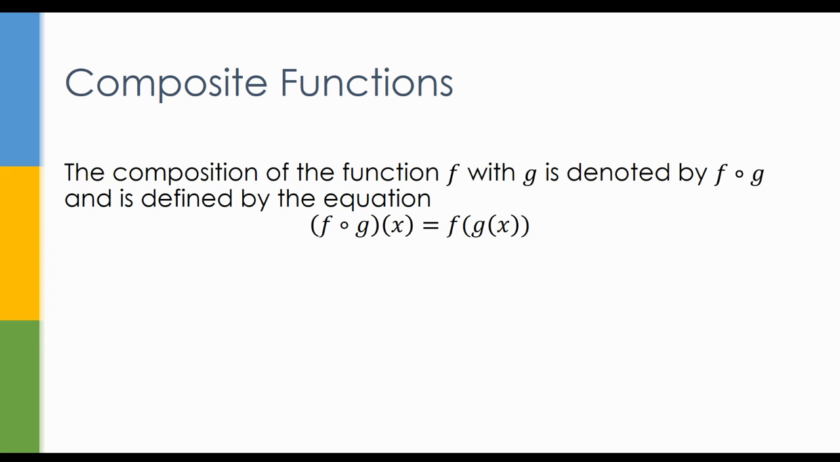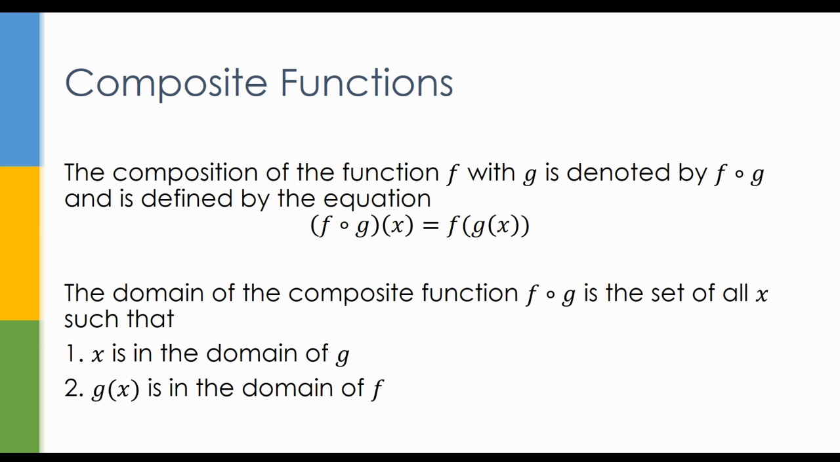The composition of a function f with g is denoted by f and then a little circle followed by g. That's not a multiplication sign, okay? So it's an open circle bigger than a multiplication sign. And it's defined by the equation, and I say f of g of x, okay? So f is first, got our circle, g is second. So notice how because g is second, it is the function that is within the first letter f. So g of x is inside of the f of x function. So f of g of x.